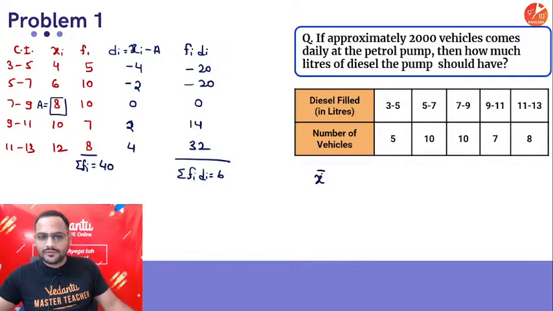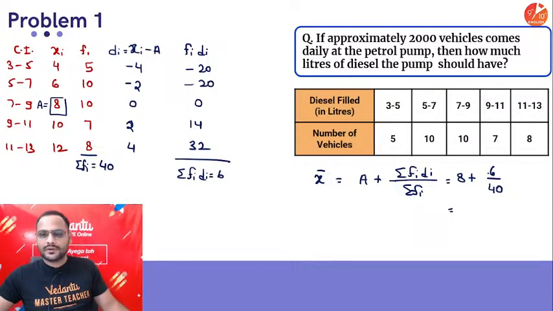So the mean will be equal to the assumed mean plus summation of fi di divided by summation of fi. Which is going to be equal to 8 plus 6 by 40. 6 by 40, what will be the decimal form? 6 by 4 is 3 by 2, 1.5. So 8.15 liters. This is the mean.